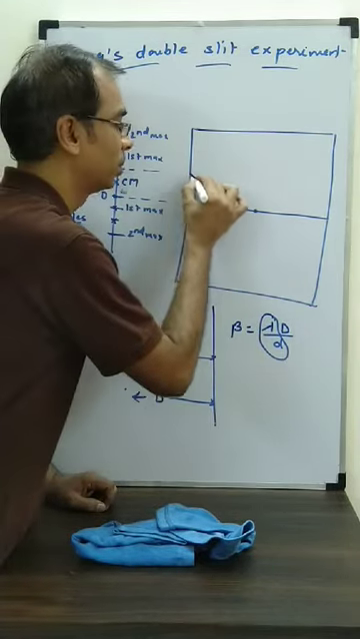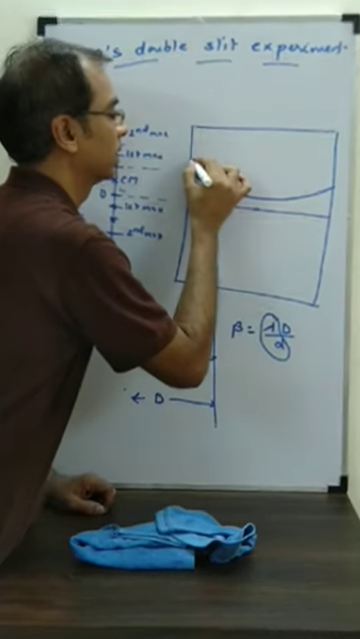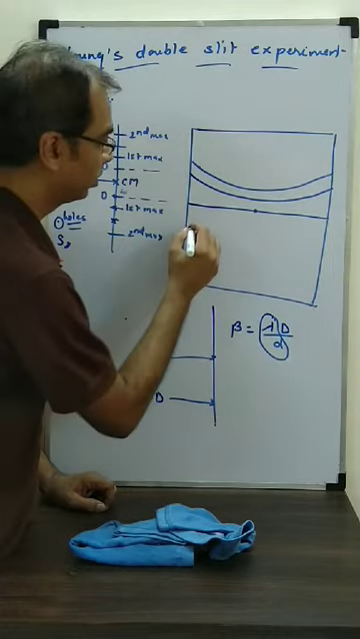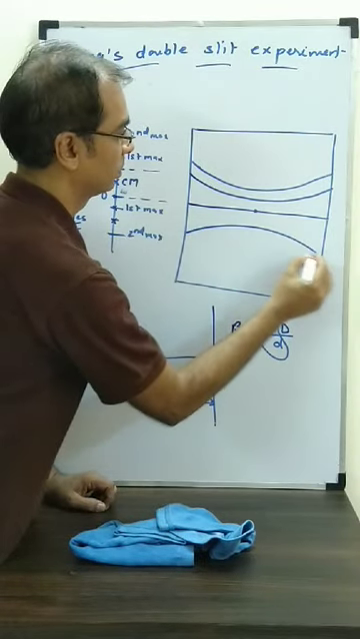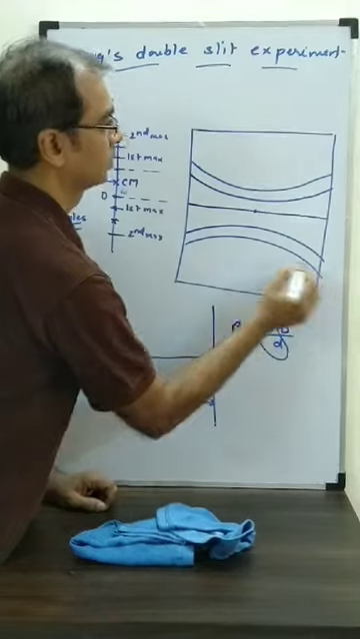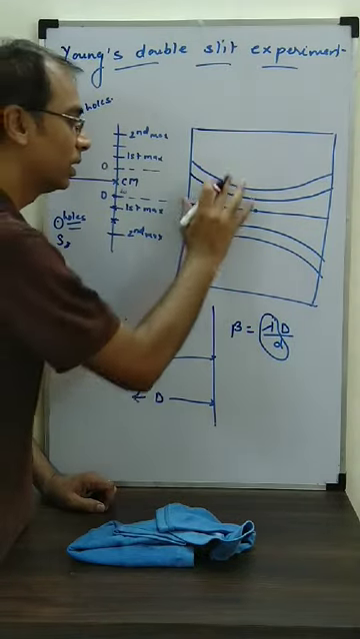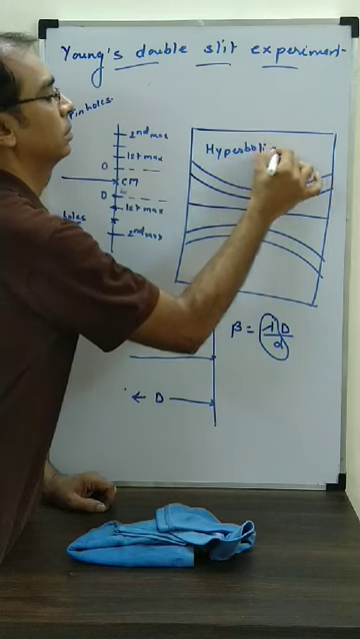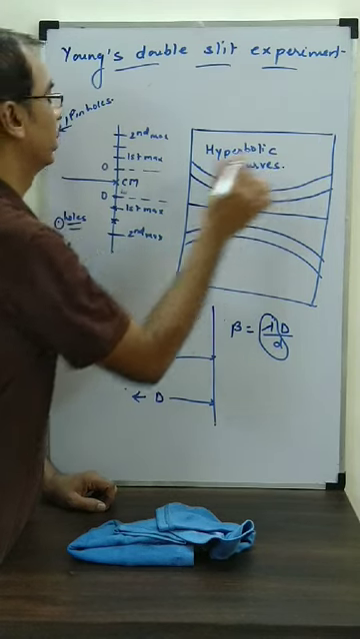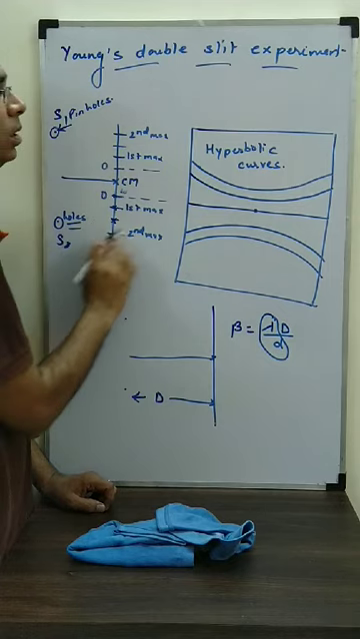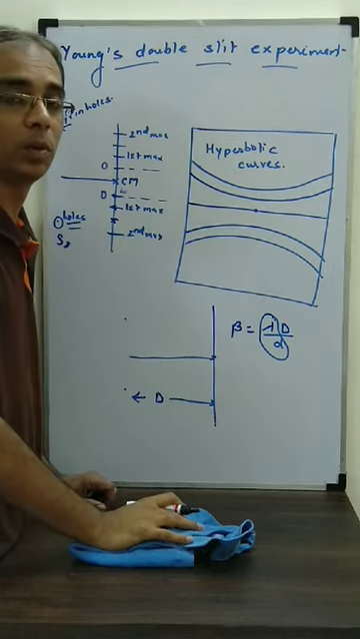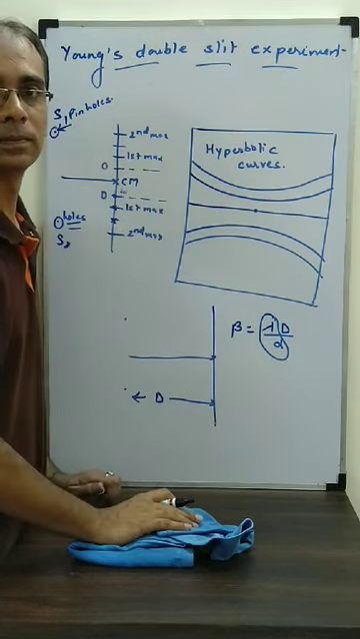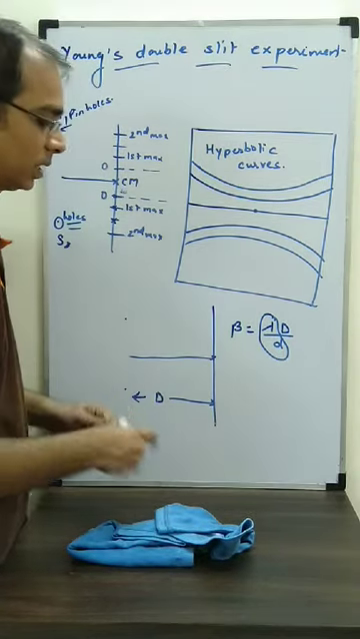So what will be the shape? It will come like that. This will be the bright patch. Same way here also. What are these? The hyperbolic curves. So if we are having 2 pinholes over here, what kind of curves are we going to get? Hyperbolic. If slits were there, what kind of curves would you get? Straight lines. One more case is there, that also we will discuss.